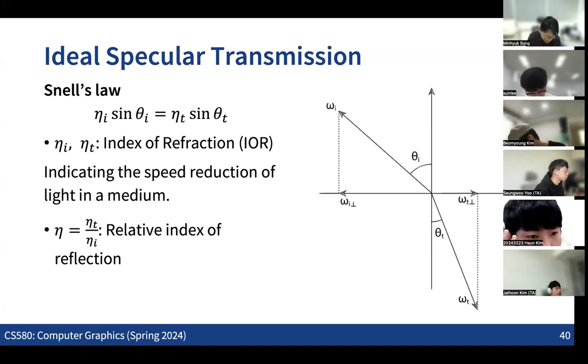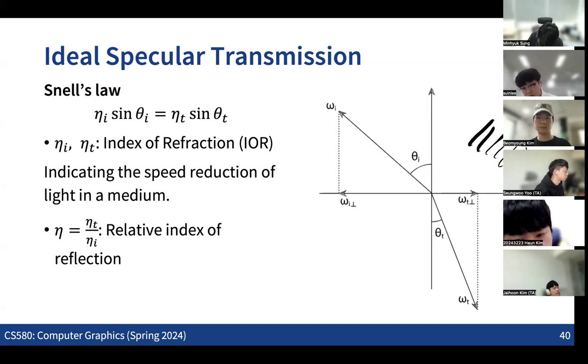So if we briefly review the properties of transmission, we have one medium here, for example air, and another medium, which might be water or glass, whatever, right? Then the light is coming from the air and getting into the medium, which can be water. When you have an incoming direction of the light, the outgoing direction will be determined based on the index of refraction of each medium.